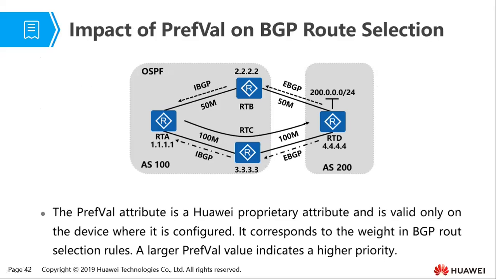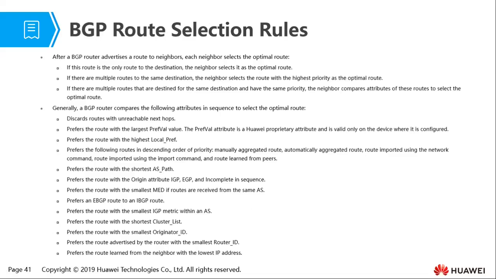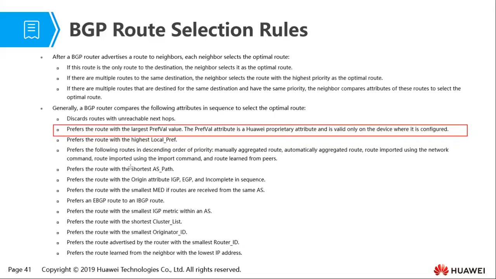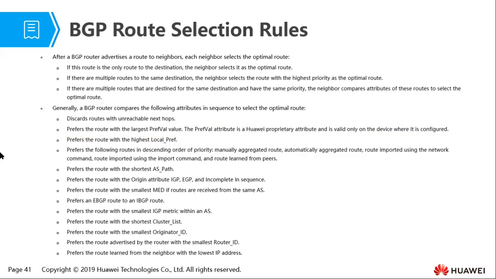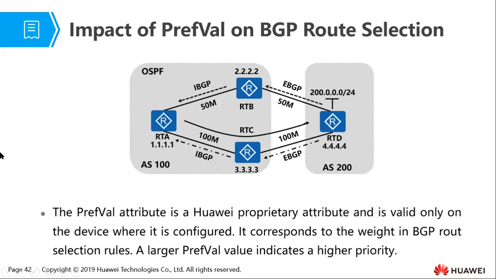Now, one of the rules we saw here was on the preference value. This one here, rule number 2: prefer the route with the largest preference value. And we've noted that the preference value attribute is a Huawei specific attribute, so it's not on other vendor devices. So let's see how the preference value is used for route selection.